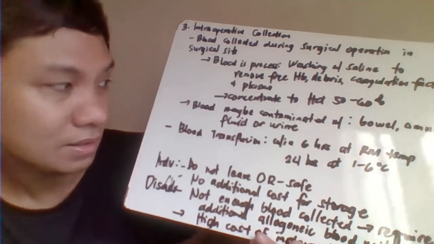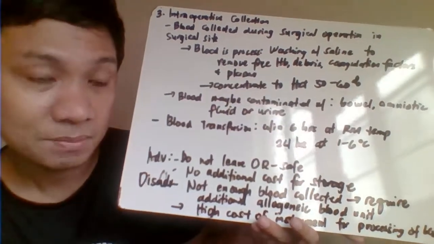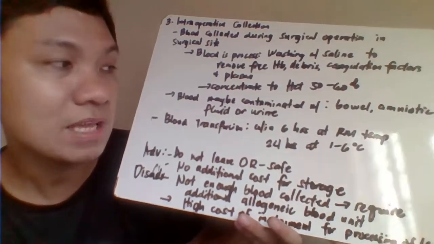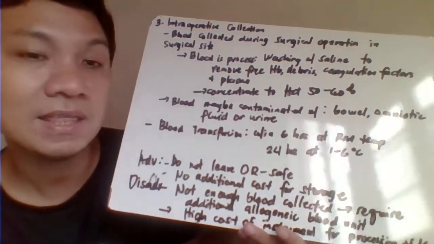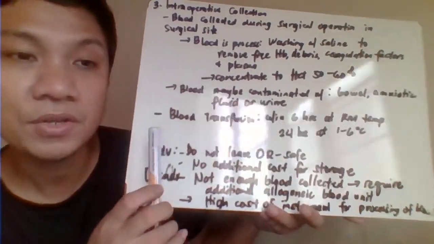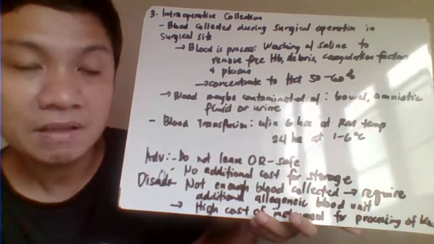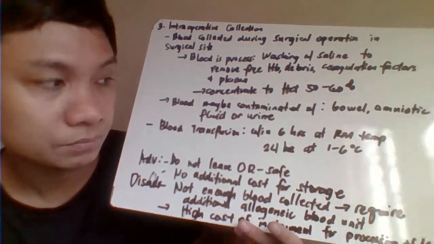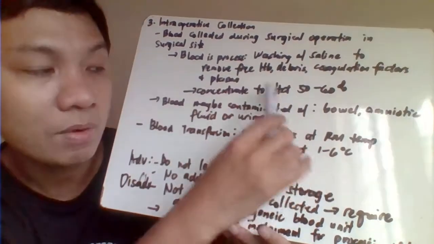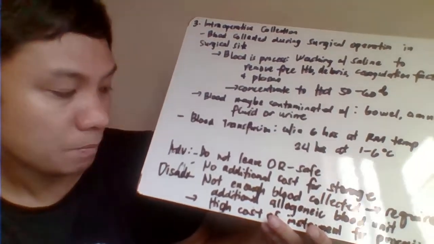Okay, so the blood may be contaminated since you are collecting it on the surgical site, especially sa mga body parts na malapit sa tiyan ni patient. So the blood might eventually be contaminated by the bowel or dumi ni patient natin. It might also be contaminated with amniotic fluid or even urine. Okay, so you need to transfuse the blood collected, after processing, within 6 hours if your blood has been stored at room temperature. Or you can transfuse that one within 24 hours provided that your blood collected after processing has been stored at 1 to 6 degrees Celsius or your refrigerator temperature. Advantages.